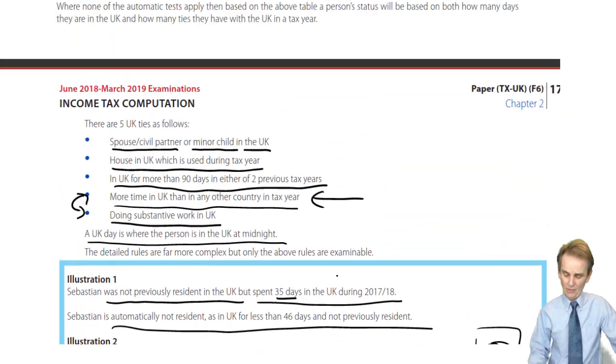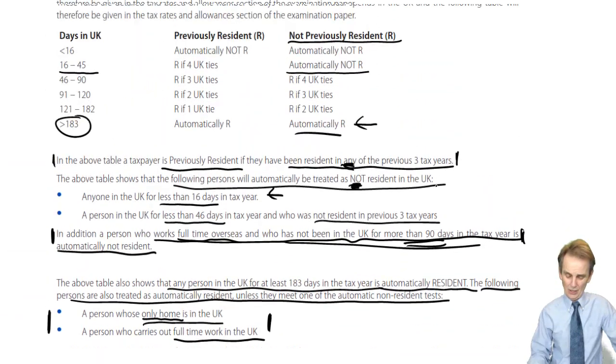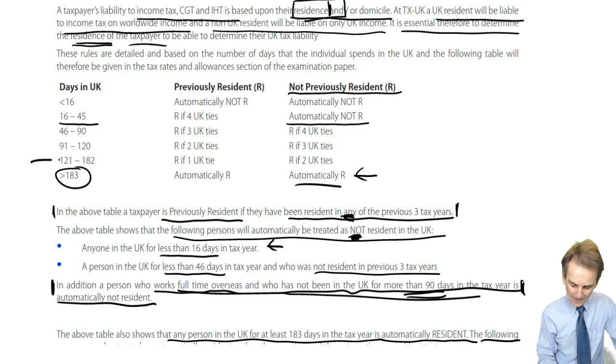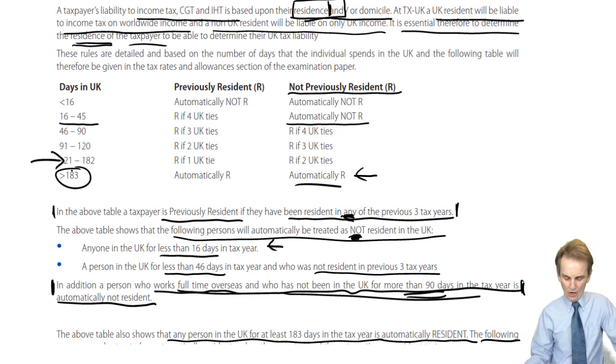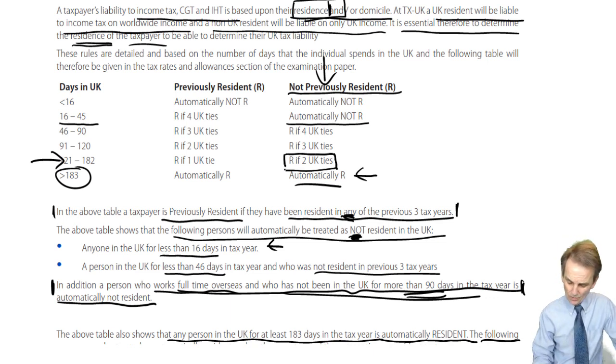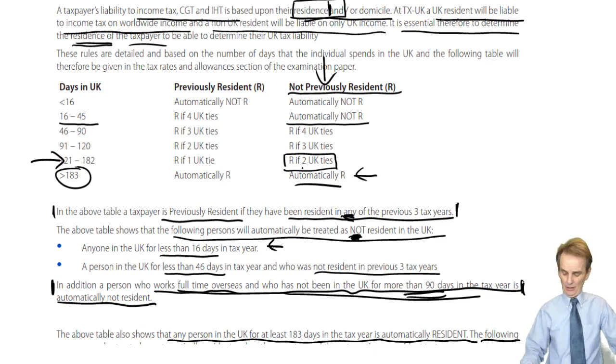140 days comes into that category there, 121 to 182. Was he previously resident? No, he wasn't. Therefore, he will only be resident if he has at least 2 UK ties. Resident if he has 2 UK ties.